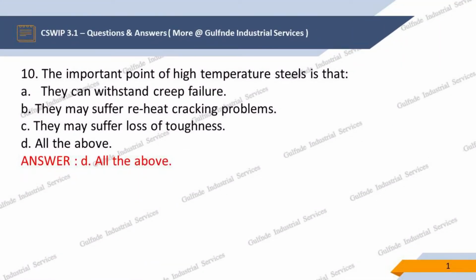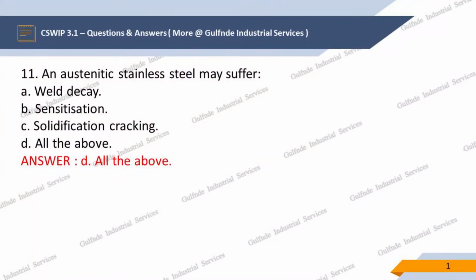Question 10. The important point of high temperature steels is that, options are A. They can withstand creep failure, B. They may suffer reheat cracking problems, C. They may suffer loss of toughness, D. All the above. Our answer is D. All the above.